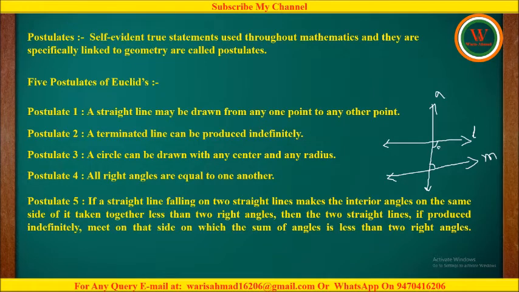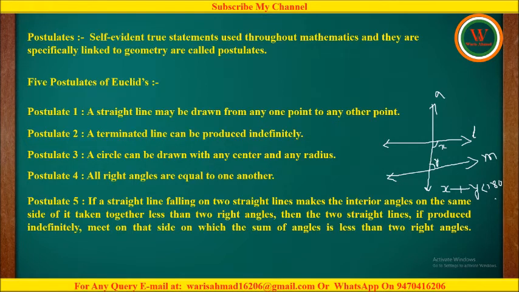180 degrees. Suppose the measurement of this angle is A, instead of A we can take X. Now suppose the measurement of this angle is X and the measurement of this angle is Y. So the sum X plus Y is less than 180 degrees.